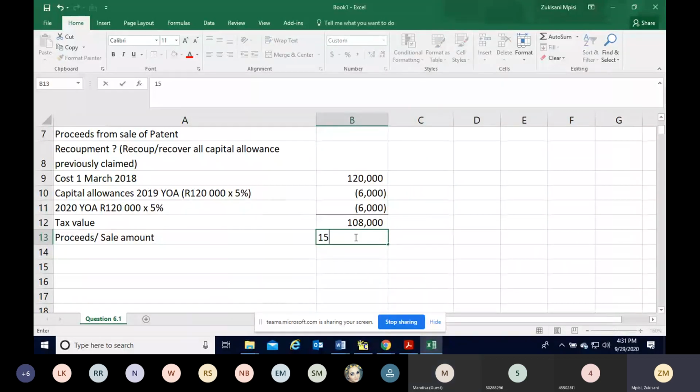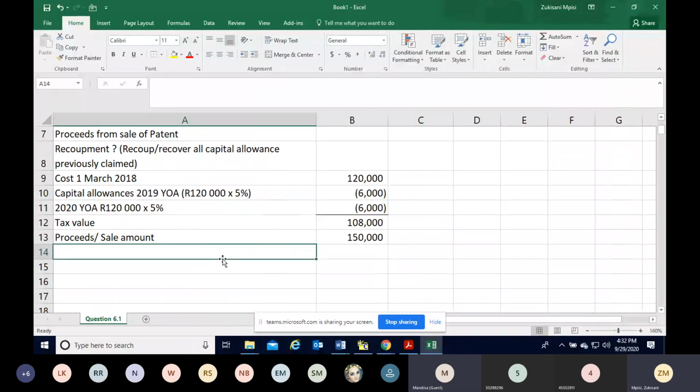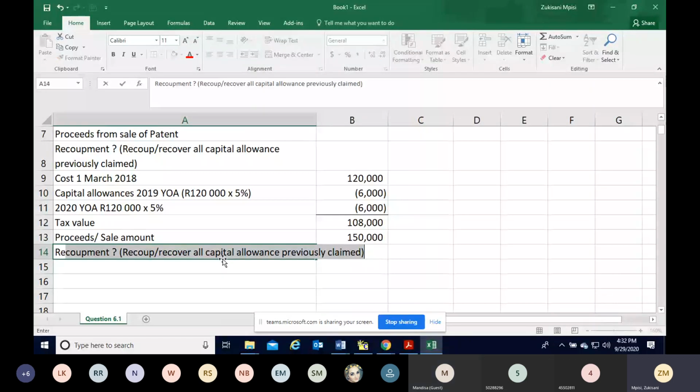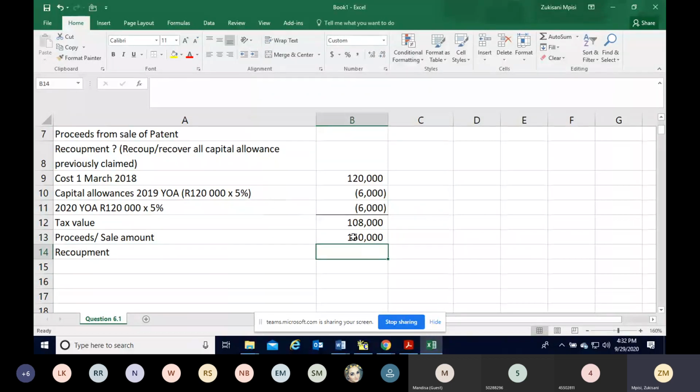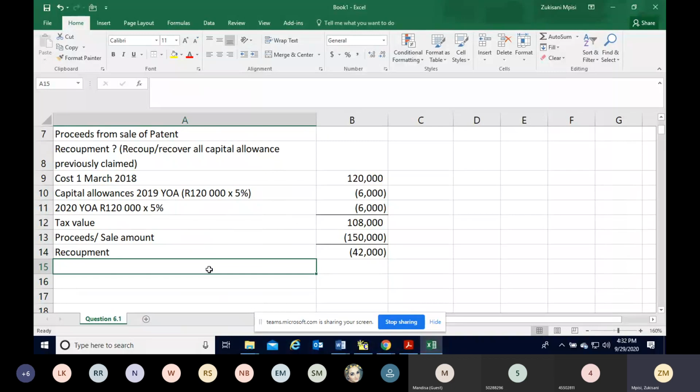Right. So you had a sale amount of 150,000 as provided. Then the recoupment therefore becomes the difference between 150,000 and 108,000, which becomes 42,000. Now I want you to listen to this carefully. How much were the capital allowances that were previously claimed?